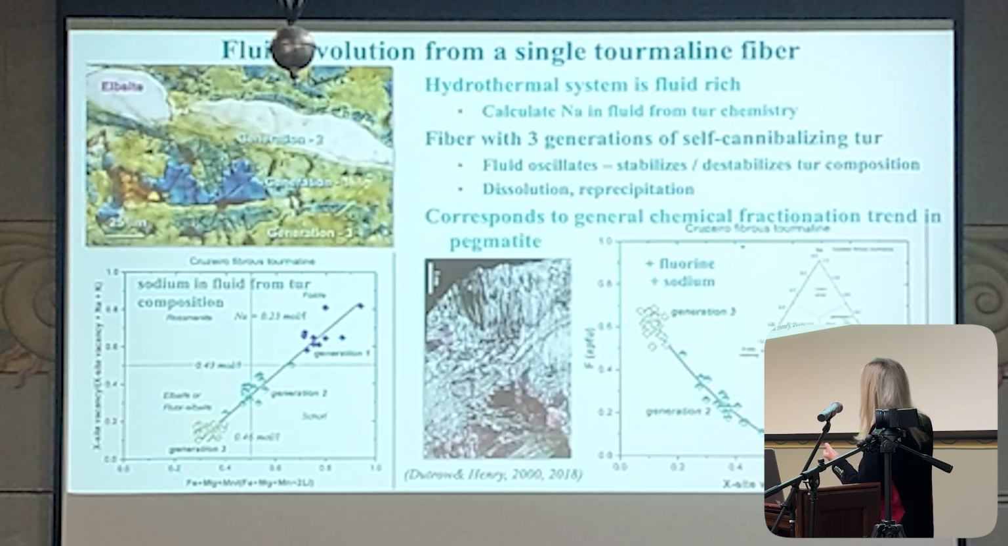So this single fiber represents 3 periods of fluid infiltration, of destabilization of the tourmaline: growth, dissolution, growth, and dissolution. So it basically cannibalized itself to regrow to a new composition that was in equilibrium with the new fluid. And interestingly, if we look at the trends in sodium and the trends in fluorine, this single fiber mimics the overall fluid evolution in the entire pegmatite. So it's basically self-similar.